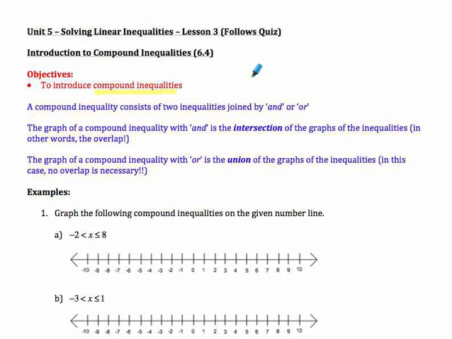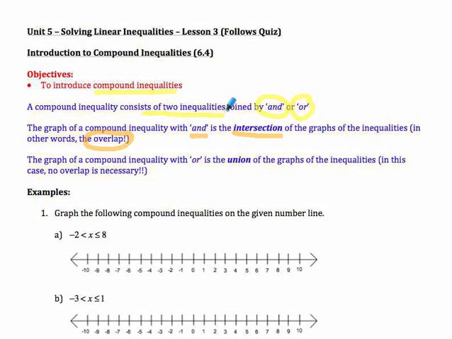A compound inequality can also be known as a combined inequality, and a compound inequality consists of two inequalities, and those inequalities will be joined by the word and or by the word or. And so, as is explained underneath, when the compound inequality is combined with the word and, what we're interested in is the intersection of the graphs of those inequalities. In other words, what we're interested in is the overlap between the solution sets.